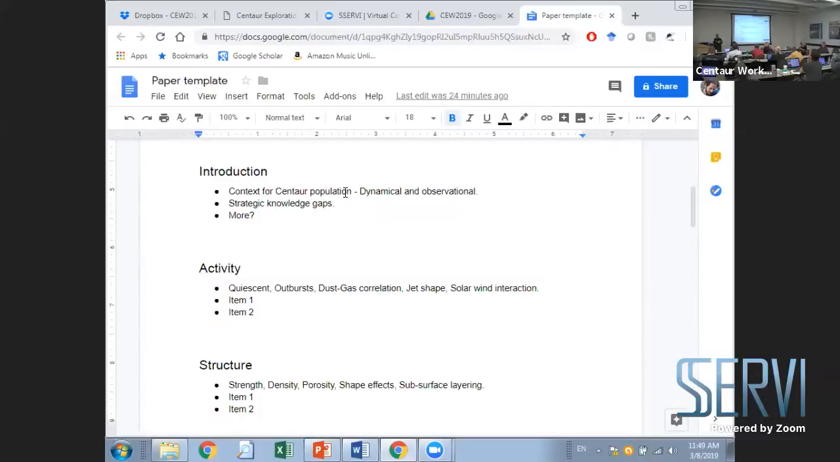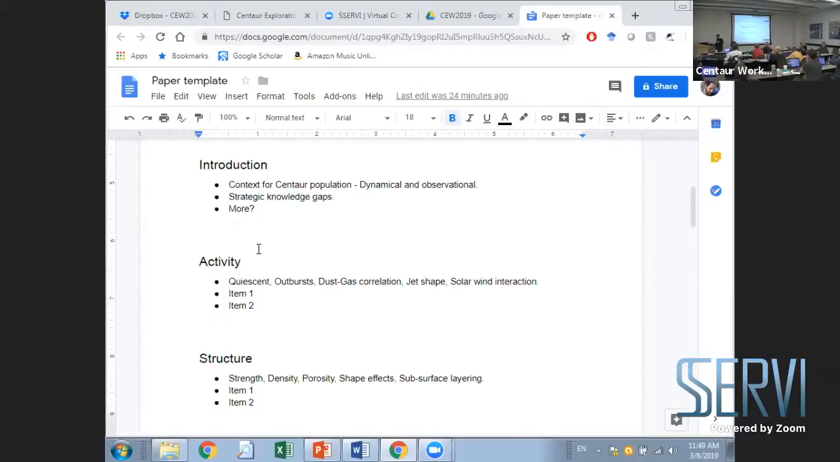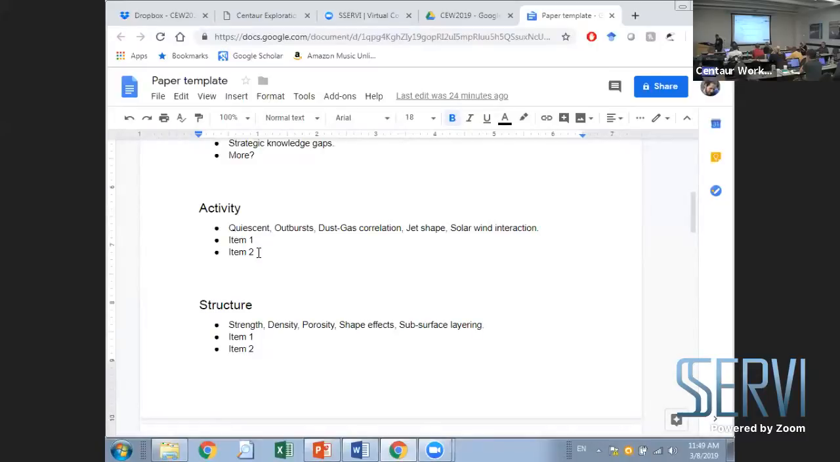Mapping what the knowledge gaps are that we want to fill, or that we would like to have an approach to solving, and then working through what we discussed about activity. So quiescent outbursts, the dust-gas correlation, jet shapes. Sorry, we haven't really mentioned solar-wind interaction. It was somewhat alluded to in Chris's radiation chemistry points, but we can also think about particle interaction in the outer solar system and what they do to the surfaces of Centaur objects that are in transition and are sometimes active, sometimes inactive.